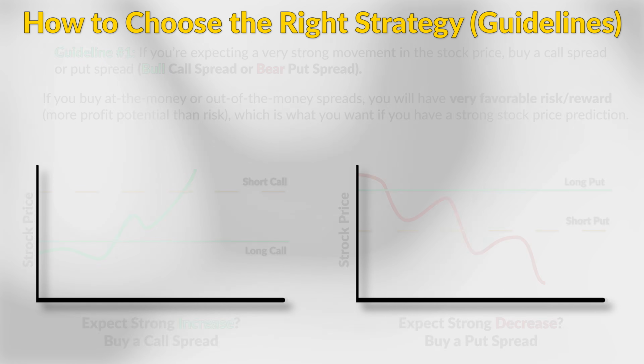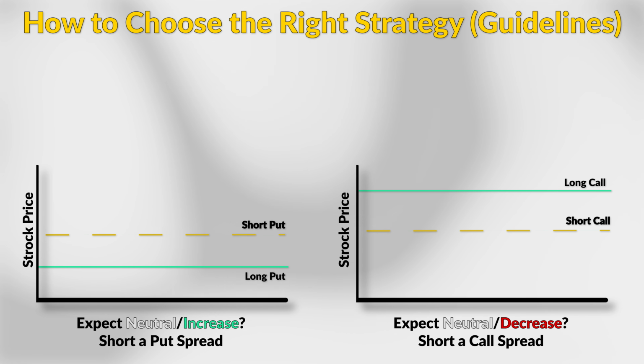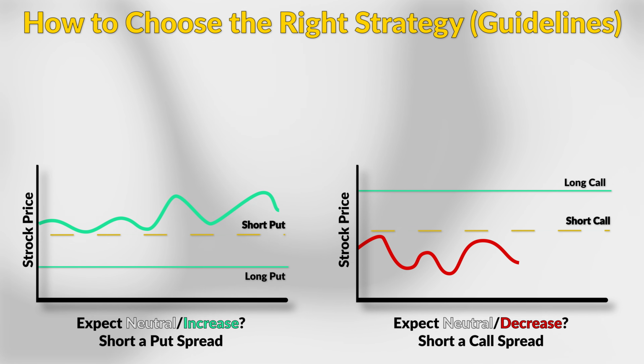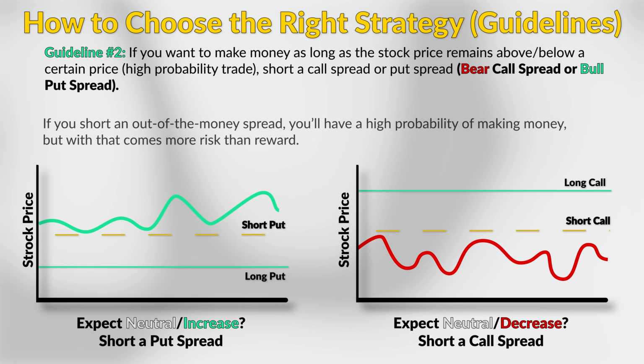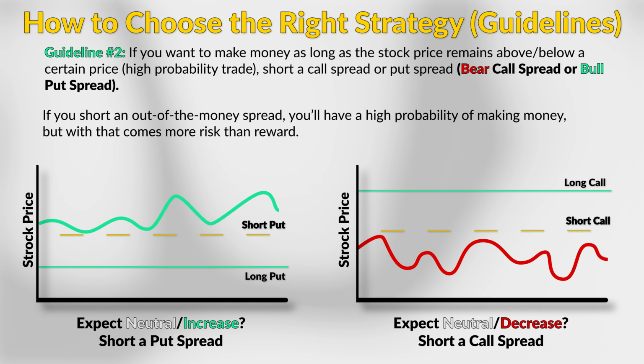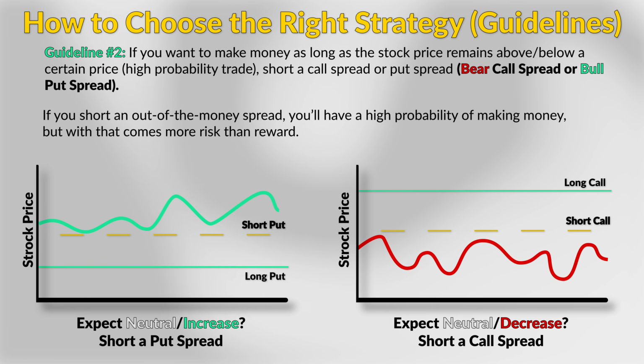And guideline number 2 is if you are not expecting a super strong movement in either direction, but you want directional exposure and you want to place a higher probability trade to profit if the stock price moves in favor of whatever direction you want, but also could move against you slightly, then in that scenario, I think it would be better to go with the credit spread strategies, which means you short a call spread, in which case the strategy will make money so long as the stock price remains below the call spread, or you short a put spread, which will give you bullish exposure, but the strategy will make money so long as the stock price remains above the put spread strike prices.